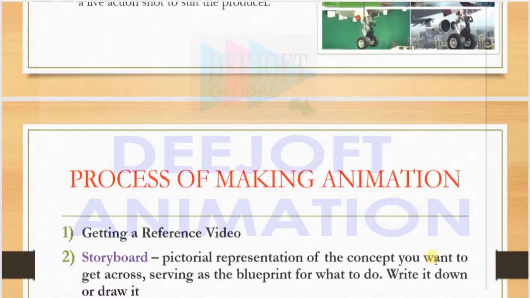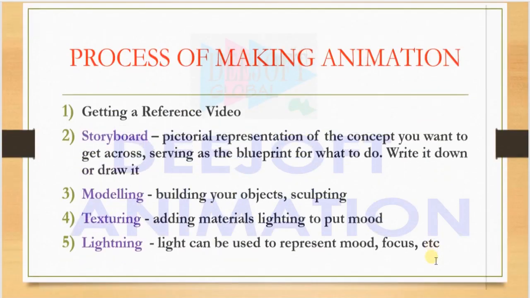The process of making animation. The first one is getting a reference video of what you want to do. Second, write a storyboard, which is a pictorial representation of the concept you want to get across. The third one is modeling, building objects. The fourth one is texturing. This is where you add materials, like putting mud. The fifth one is lighting. Light can be used to represent mood and focus.